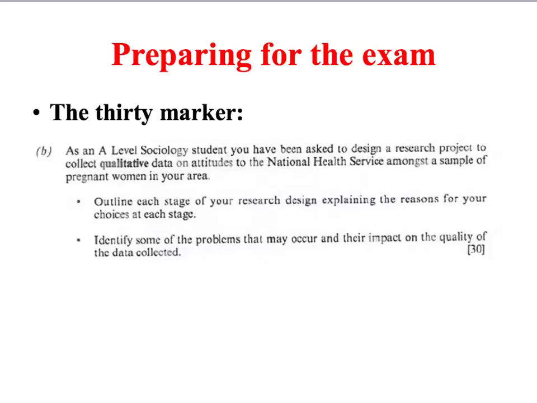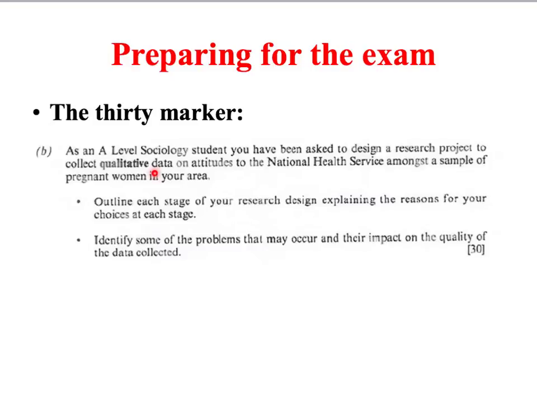So I'm recommending about 10 minutes for the 10 marker because you only need to write 2 paragraphs, but you need to spend about 40 minutes on this 30-mark question, on this longer question. And this longer question is always going to start with the phrase, as an A-level sociology student, you've been asked to design a research project. And then the question will either instruct you to collect qualitative data, like we can see in this example, or alternatively, you might get the instruction that you've got to collect quantitative data. So it will be one or the other.